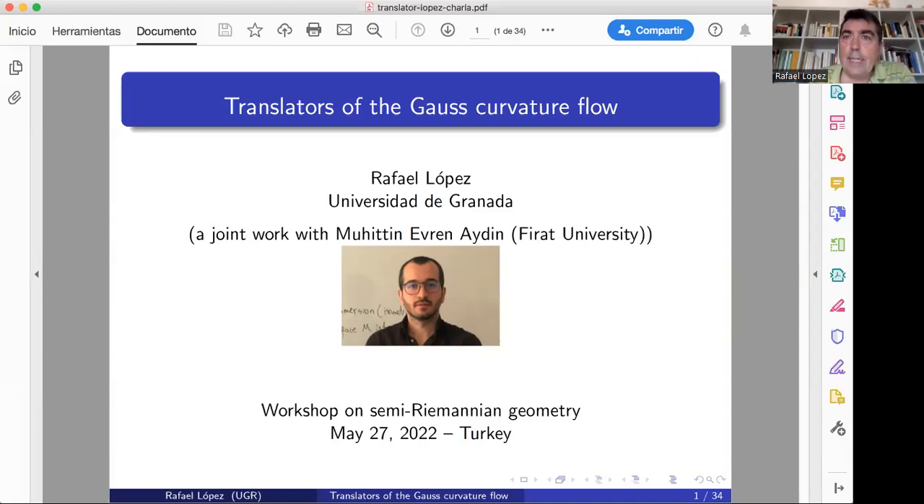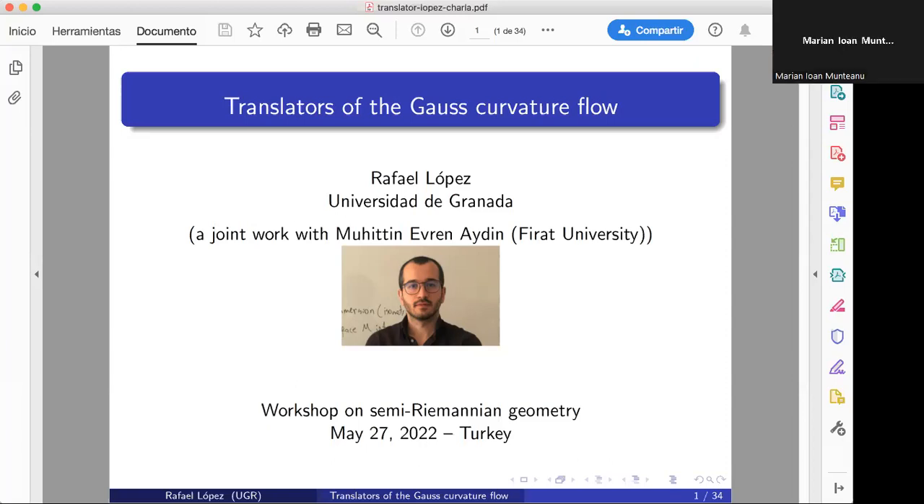I begin directly with the object of this talk: the study of surfaces in Euclidean space satisfying this equation. K is the Gauss curvature of the surface, N is the Gauss map, and V is a fixed direction of the space.